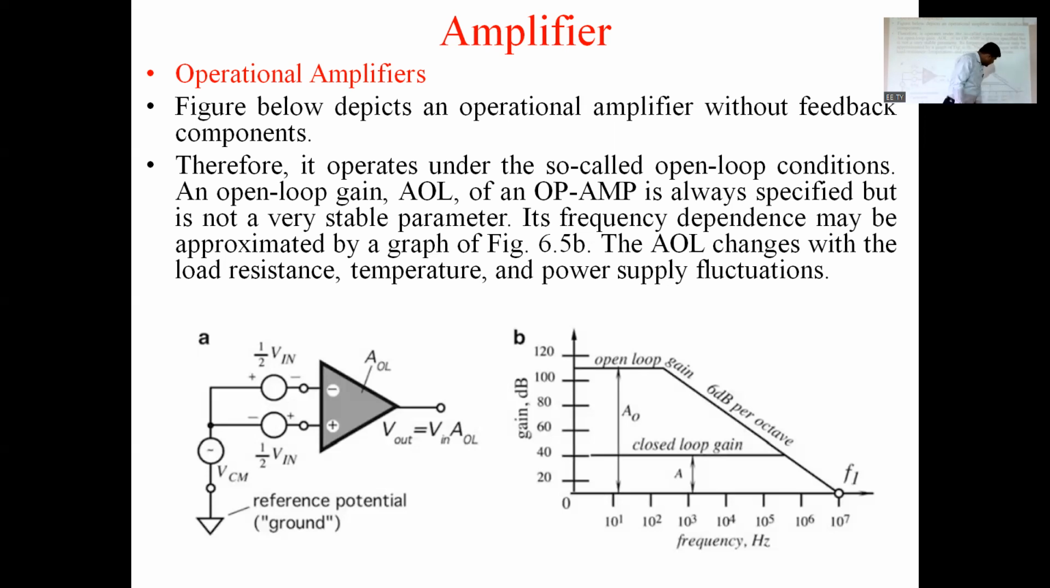And at one point, here 10 raised to 9, at 10 raised to 10 frequency, the open loop gain is nearly equal to 0. So this is the graph of the op-amp or operational amplifier, and this gain changes with parameters like temperature, resistor, as well as power supply change or power supply fluctuation.